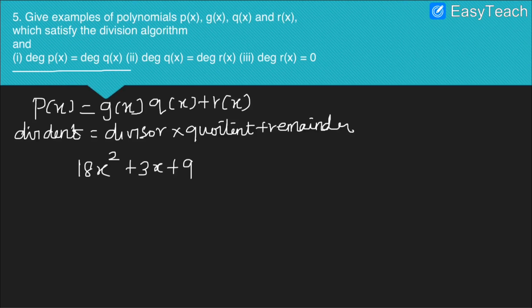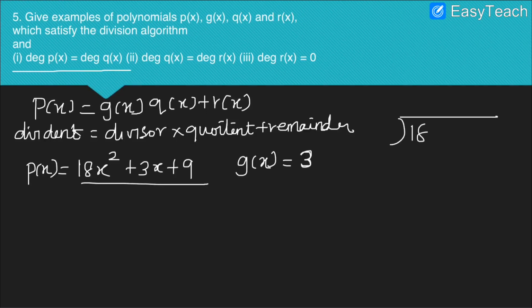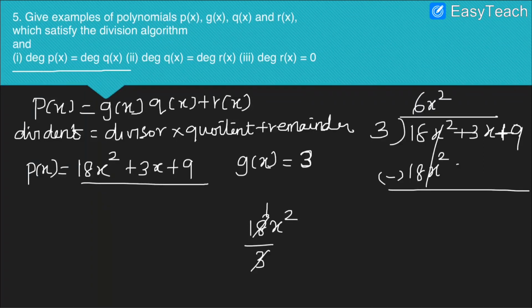To satisfy the first condition, degree of p of x equals degree of q of x, if you choose g of x as a factor of this one, and it must be a constant. If I choose 3, the quotient would have the same degree. For example, I divide 18x squared plus 3x plus 9 by 3.